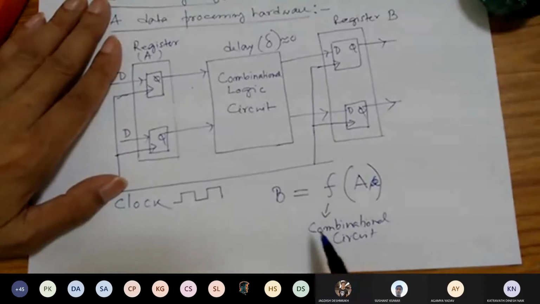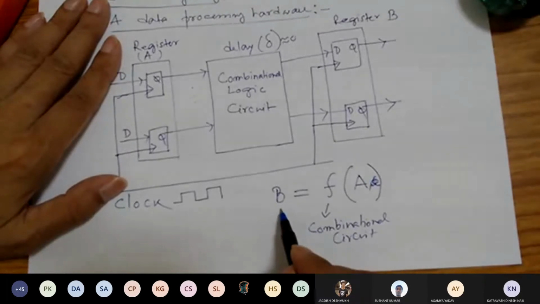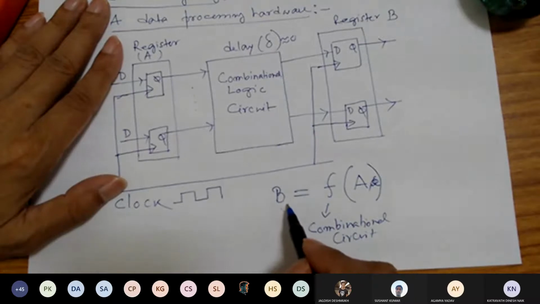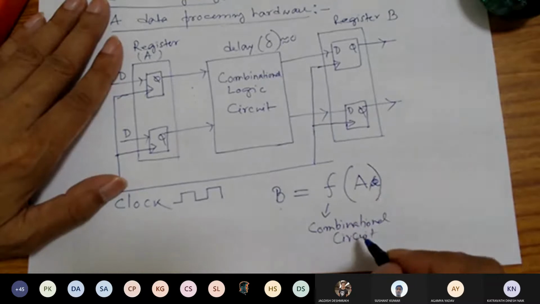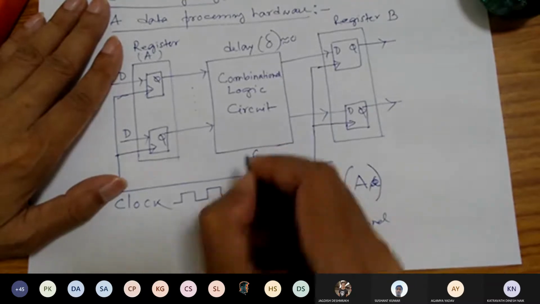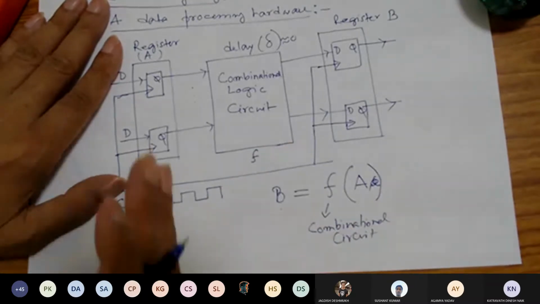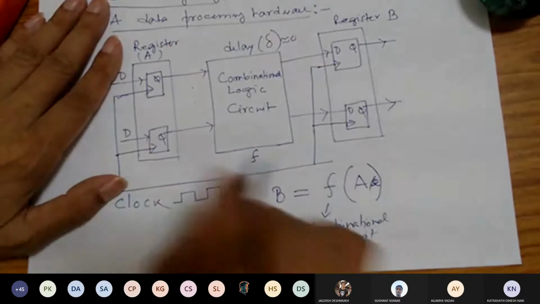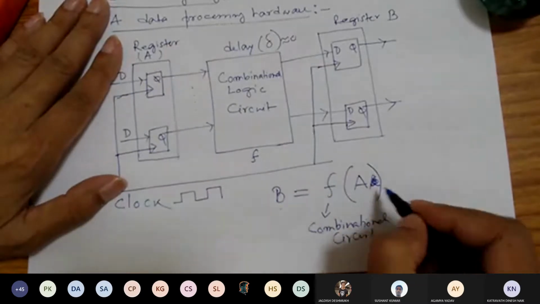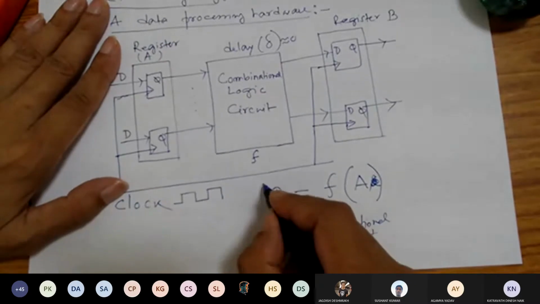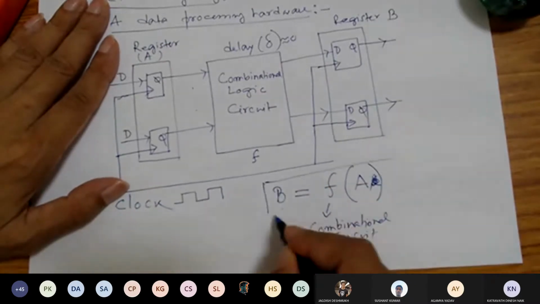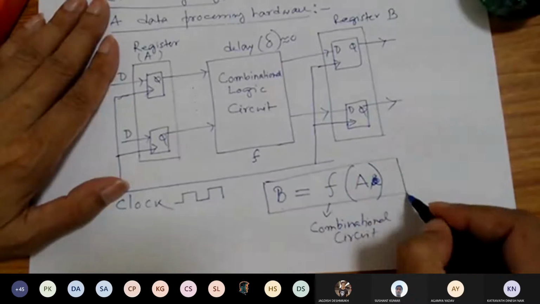Yes. So B is the output, which is nothing but a function of A. So this function is a combinational circuit. We can write this as the function which may take multiple inputs. For the time being, we are just assuming that it does some sort of transformation. Okay. Now this is a generic function.